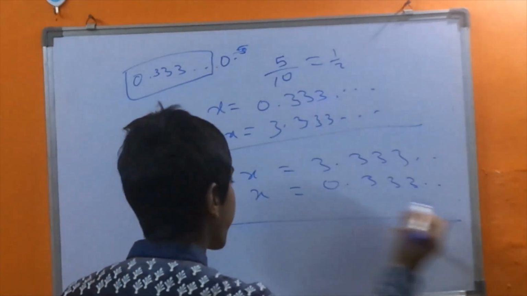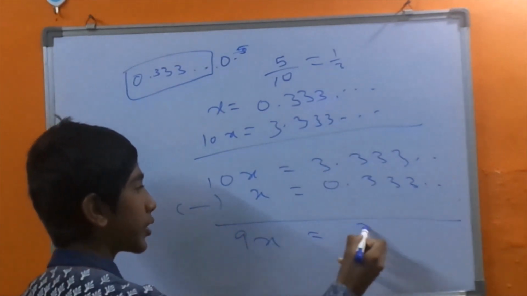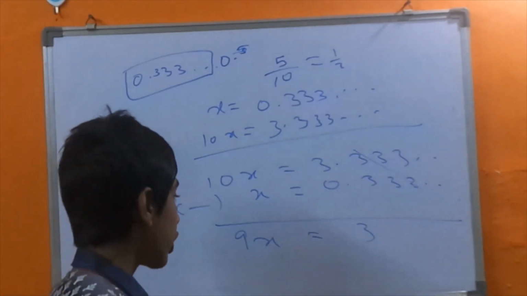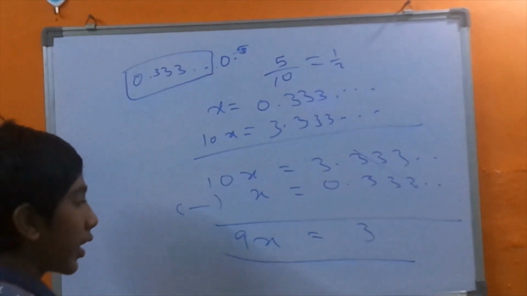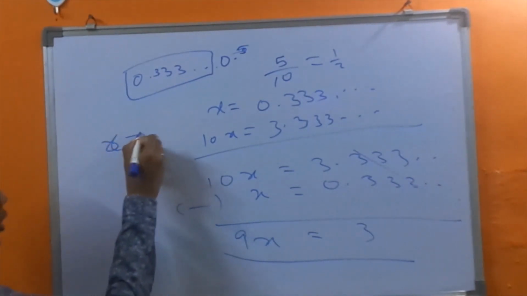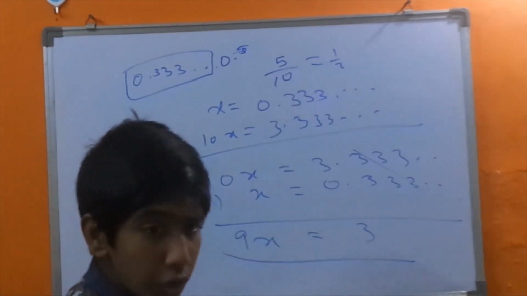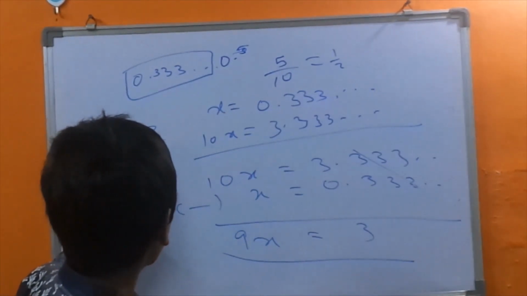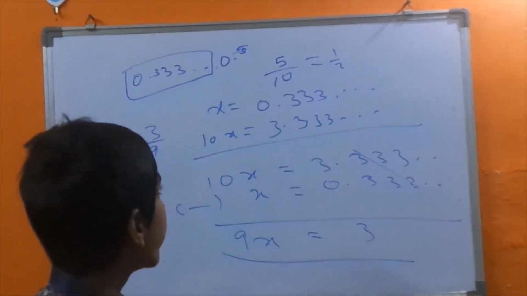We subtract them. Now this becomes 9x and this becomes 3. This all cancels out to be 0, and 9x is equal to 3, and x is equal to 3 by 9. x is equal to 1 by 3. We can even cross check whether this is the right answer or not. Well, this appears a little clumsy or difficult.